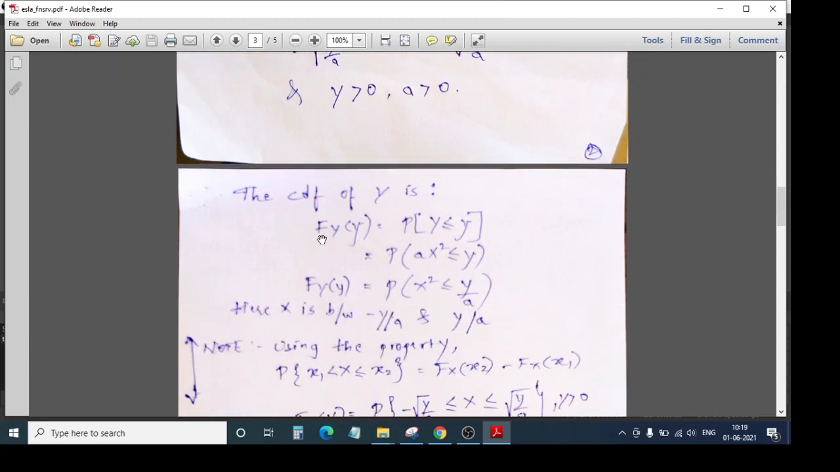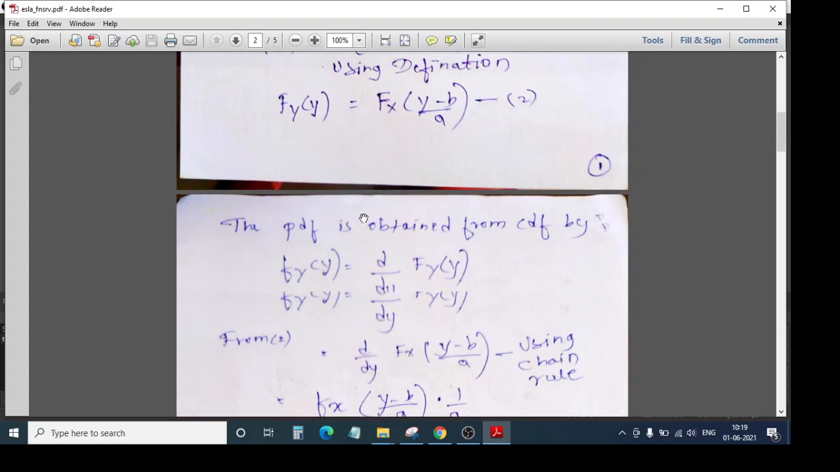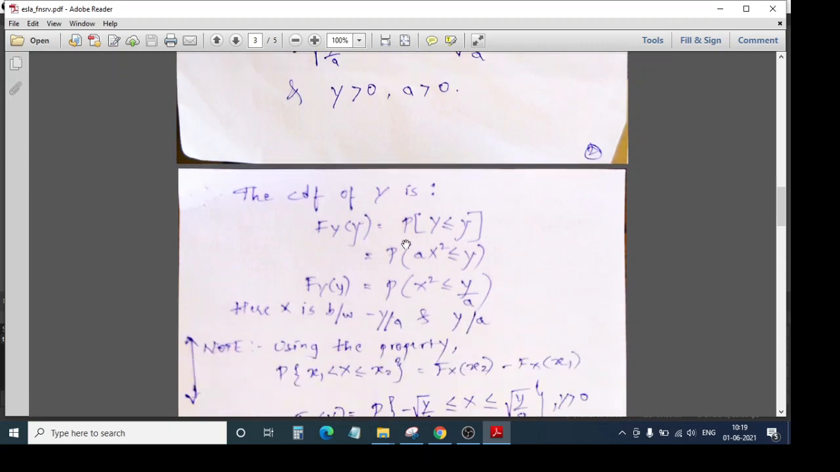We know this is our definition. Okay. So capital Fy of small y is the probability of capital Y less than or equal to small y. Okay. So this we know by definition. So you can see here, this is our definition which we already studied in the previous classes. So using that definition, we already know your capital Y.